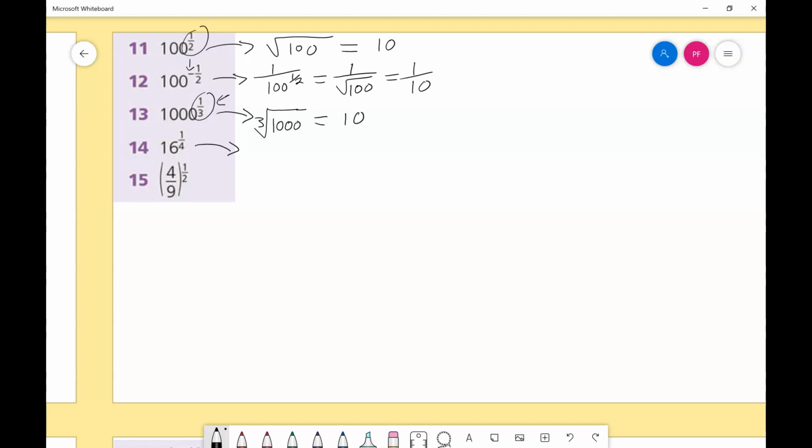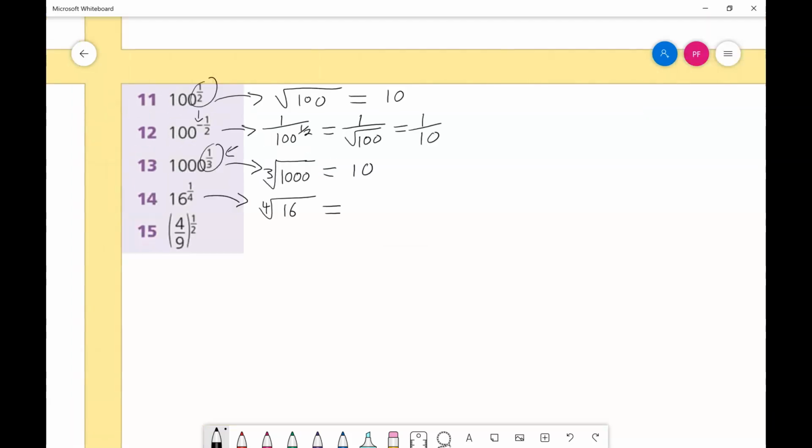16 to the power of a quarter. So just like 1/3 was the cube root, the power of 1/4 is the fourth root. So we're asking ourselves, what number multiplied by itself 4 times will give me 16? The answer is 2. Just remember, you have a button on your calculator. It's a square root sign with a little square in here where you can put in any number you like.